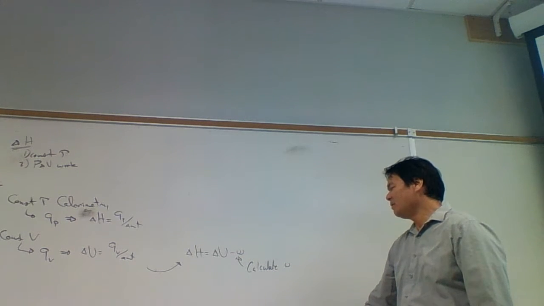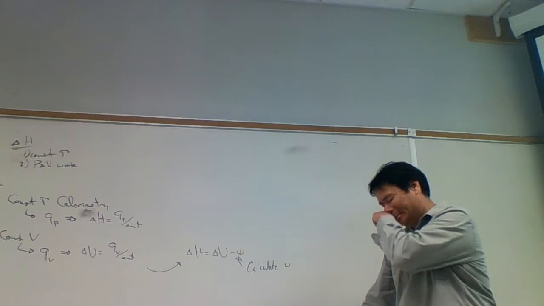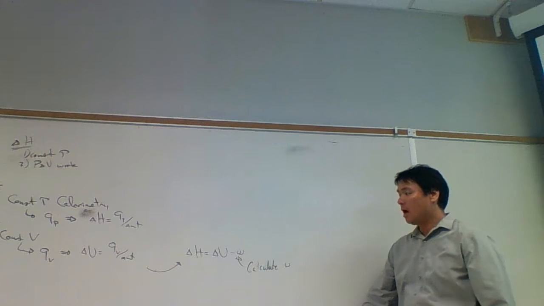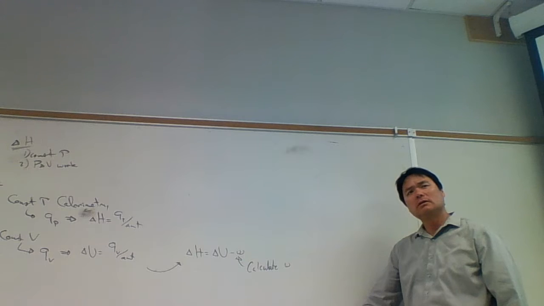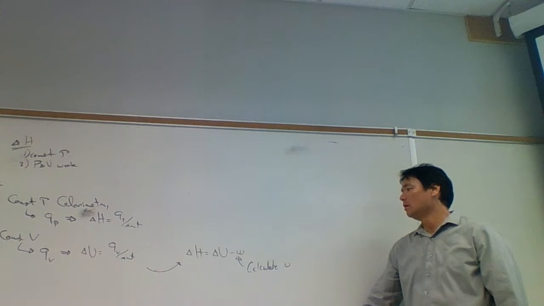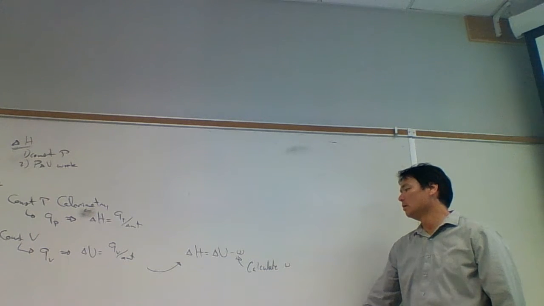You calculate W by, how? Isn't W 0? In a bomb, yeah, it's constant volume. So how do I calculate W? I already know what W is. W is 0. So what am I talking about here, calculating W?